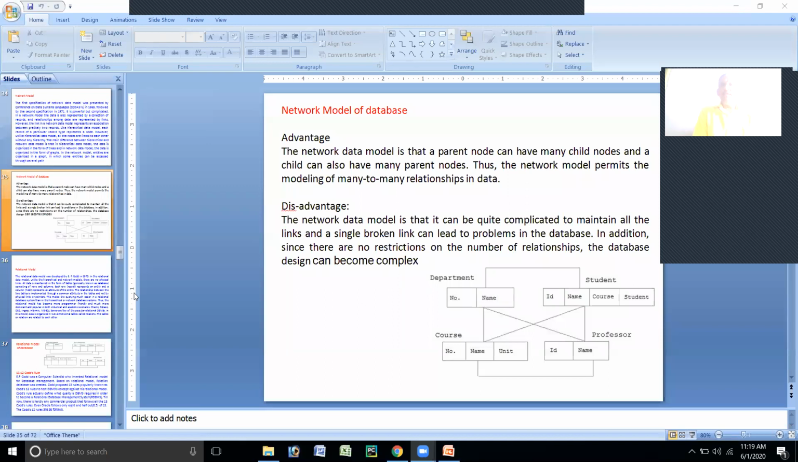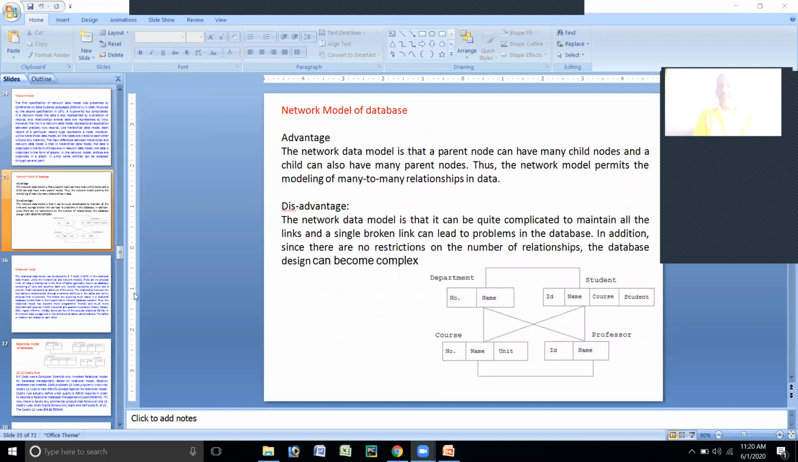The disadvantage of the network data model is that it can be quite complicated. In the beginning also we stated it is powerful but complicated, and we are studying it as a disadvantage now. It can be quite complicated to maintain all the links, and a single broken link can lead to problems in the database.